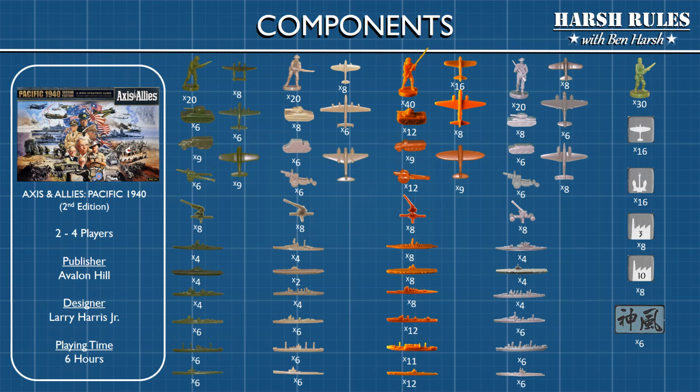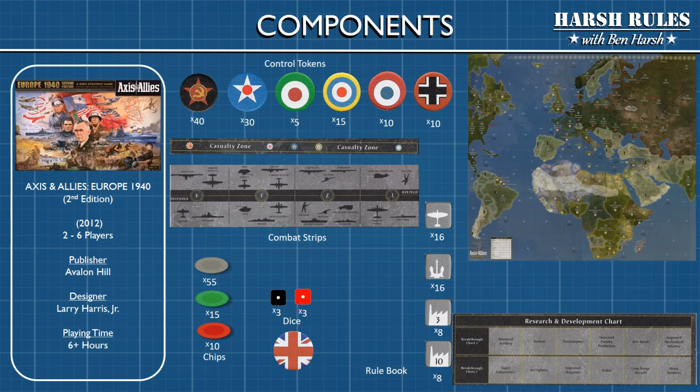This is the third and final tutorial in our Axis and Allies 1940 series. In Part 1, we covered Pacific 1940. In Part 2, we covered Europe 1940. Now we're going to look at the rules for combining both games in what is known as the Global Edition. This third and final tutorial will contain all information from the previous two games as well as rules specific to the Global Edition, so you should only need to refer to this episode to understand how to play.